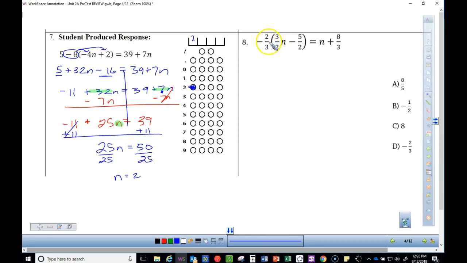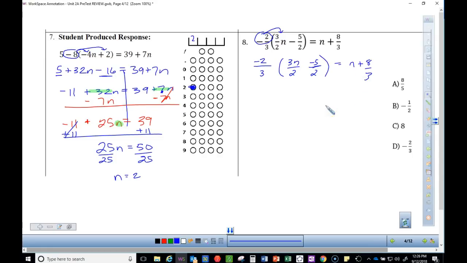Now, when you're distributing a fraction, remember you learned that the sign goes with the numerator. So we have negative 2 times 3, and the n goes with the numerator. So what I'm going to do is rewrite this. Negative 2 over 3, 3n over 2, right, and negative 5 over 2 to help me keep track of my signs and variables. And then we've got equals n plus 8/3.